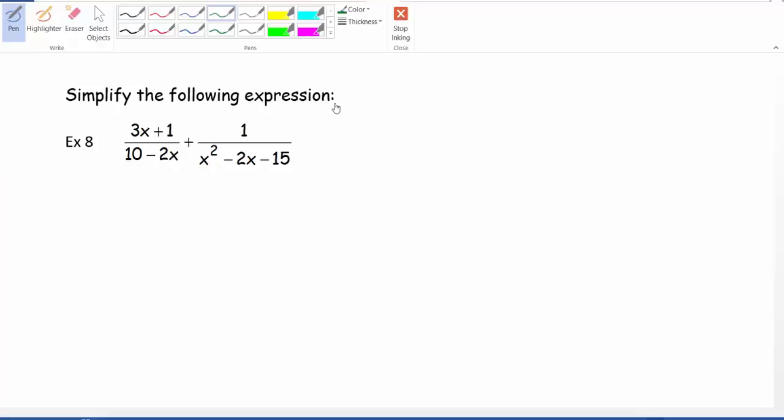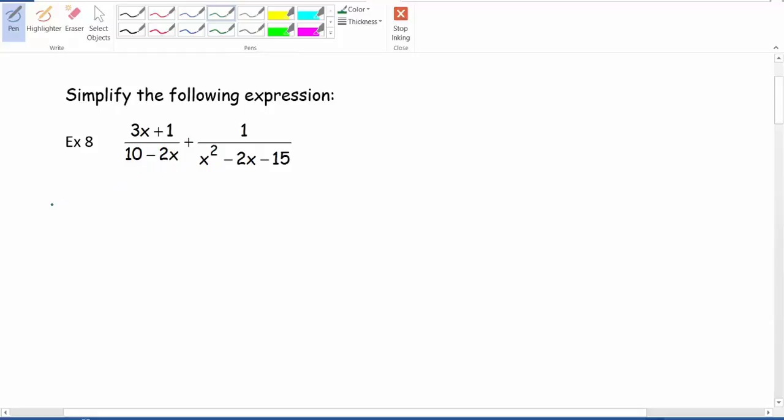Here we are at example 8 from our 8.5 set of notes. We're asked to simplify the following expression, and in just looking at this, we're seeing an operation where we're adding these two rational expressions together. What we want to do first is maybe swap the order of these two.